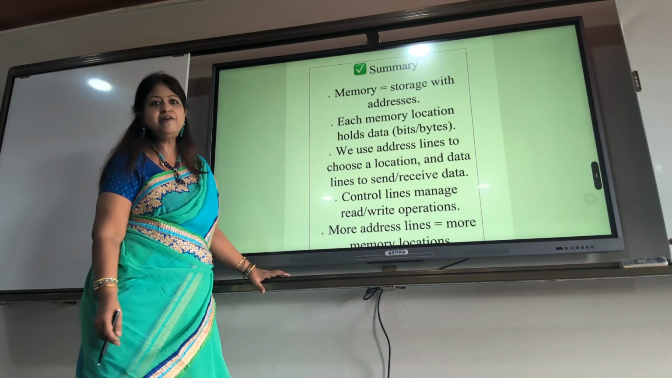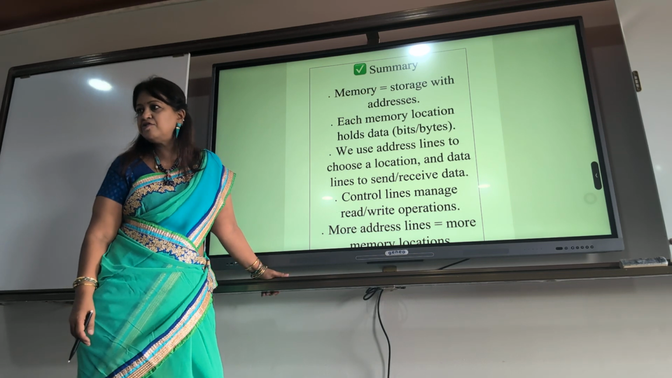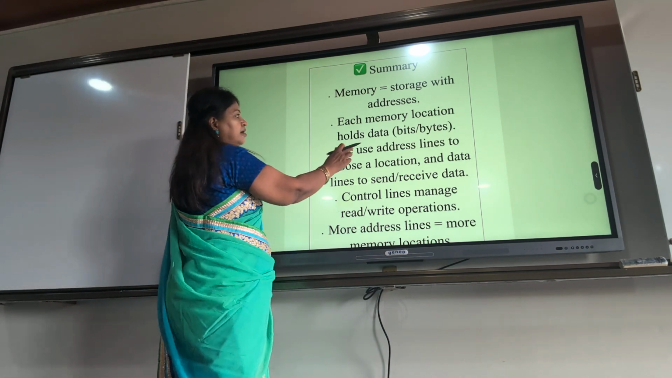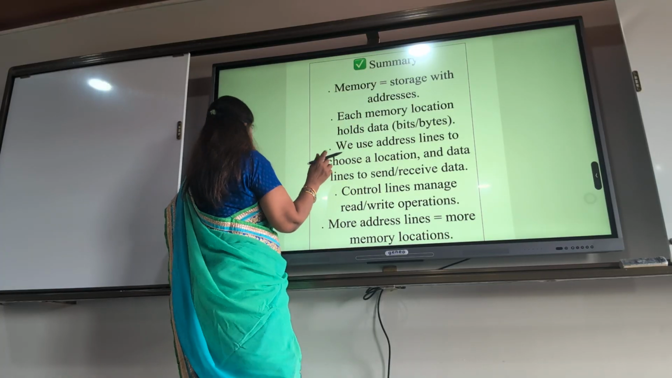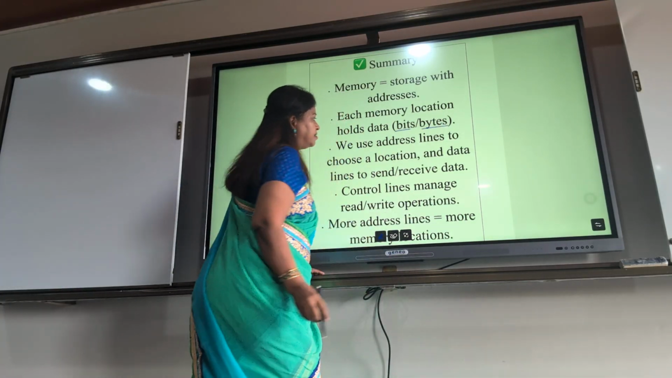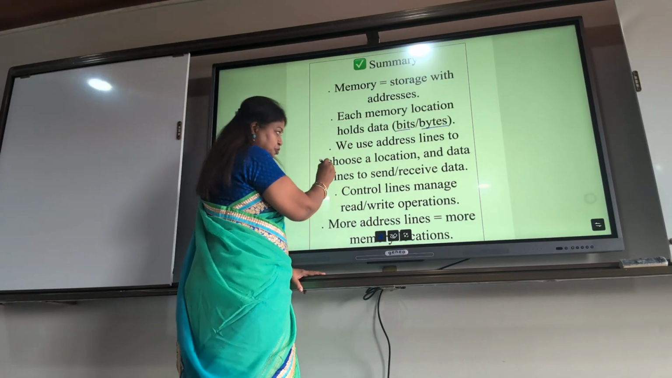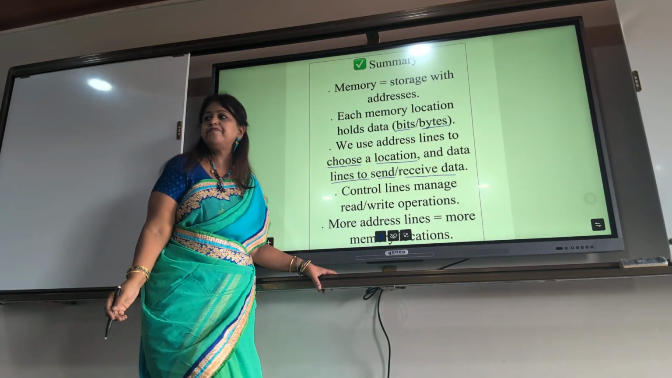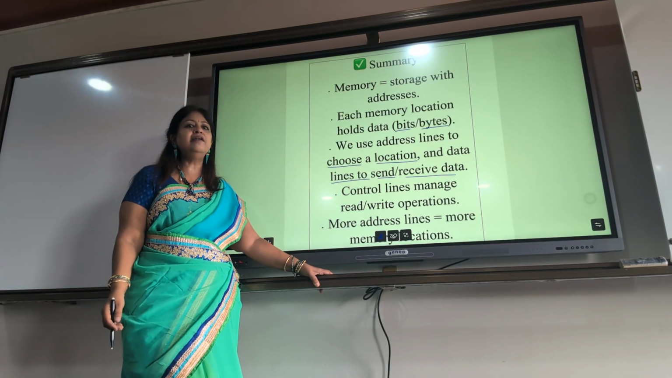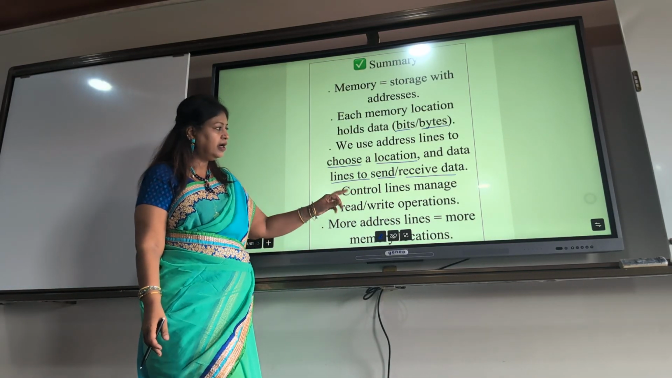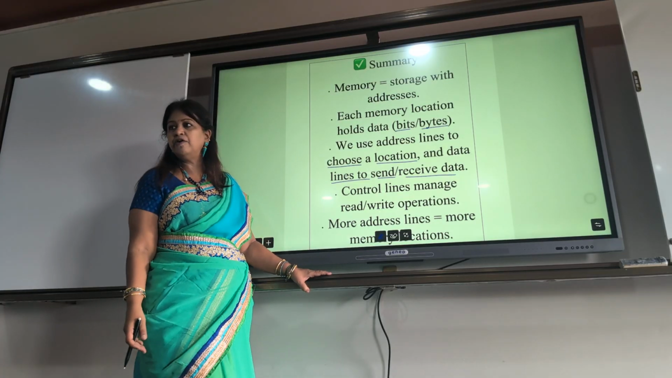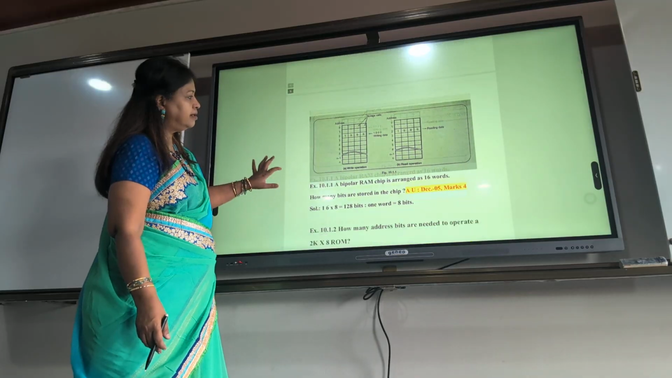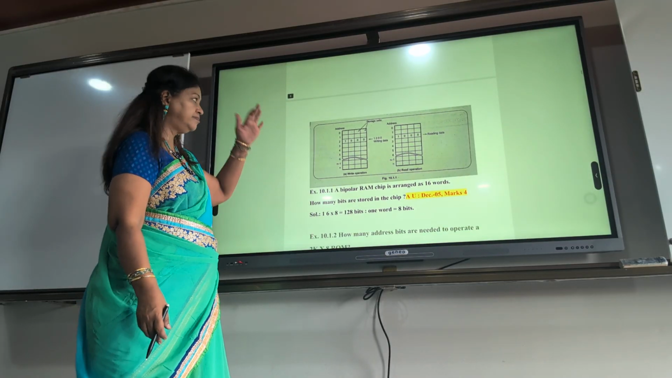So memory is nothing but storage with address. We store with address. Each memory location will hold data. It can be either in bit or byte. We use address lines to choose a location and data lines to send or receive data. Okay, in data lines we have data, in address lines we point to a location. Control lines will manage whether you want to read or write, what operation you want to do. So this is how it will be.